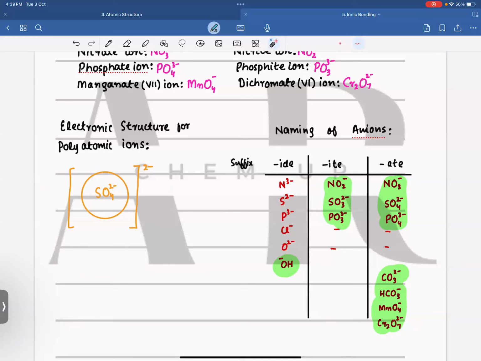I have a question: when we are drawing the electronic structure for a polyatomic ion, if it is an anion, we have drawn it. But if it is ammonium, will the same kind of structure be drawn for the ammonium? Yeah, it will be like this only.